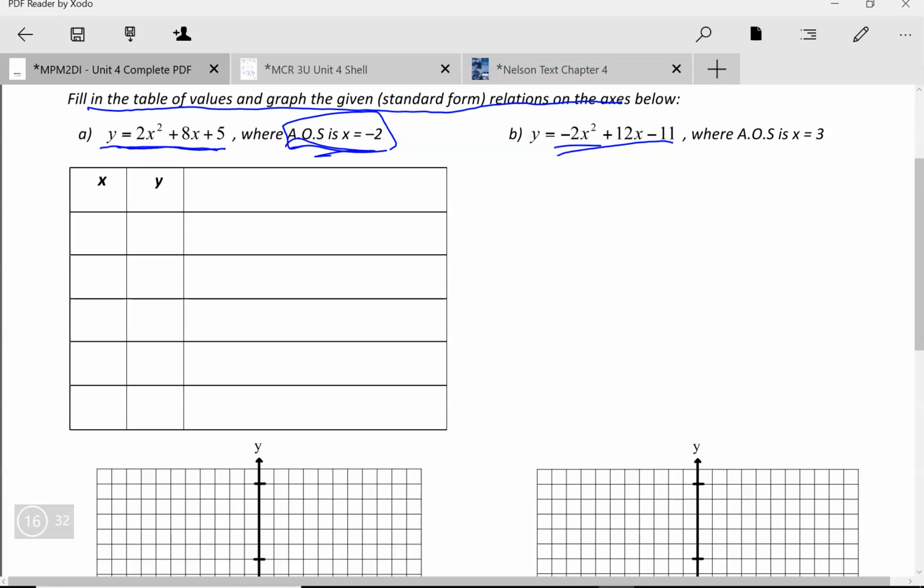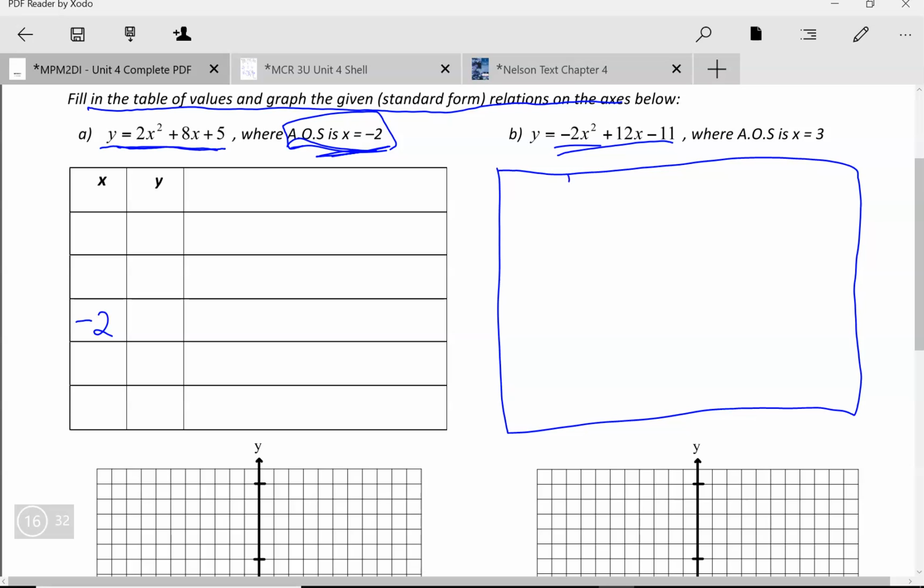And when you're given the axis of symmetry, usually you want 5 values. In the middle value, that's the x value you're going to put in over there. So I don't want to draw this table again for this one. X, Y.